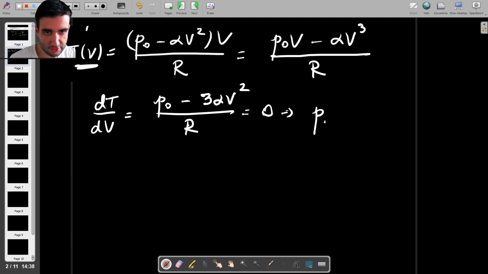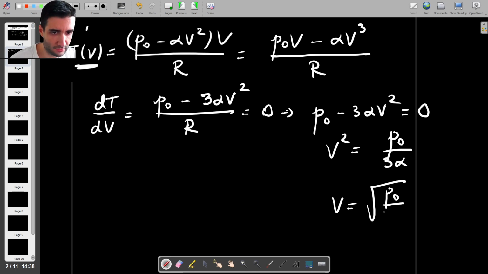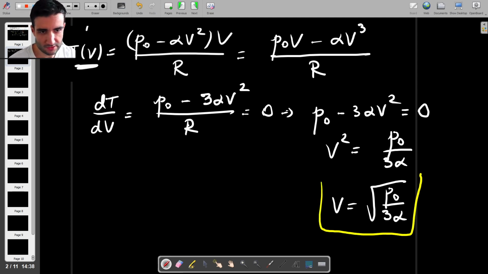Let's see what we get. If this is equal to 0, it means the numerator has to be equal to 0. So that's P naught minus 3 alpha V squared is equal to 0, or V squared is equal to P naught over 3 alpha, or V is equal to the square root of P naught over 3 alpha. This tells us that when the volume is equal to this, we have a stationary point.